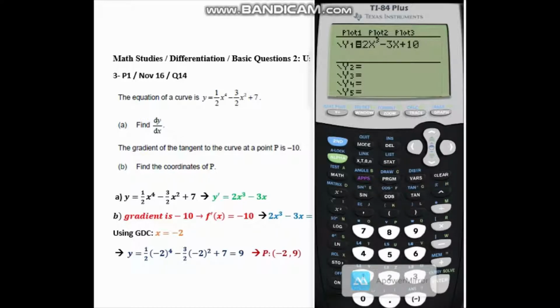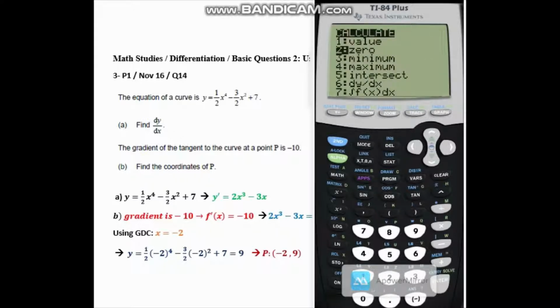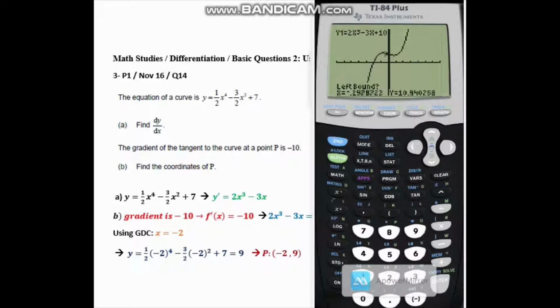So I clicked on y equals to get this screen, and I've written down my equation. Now I'm going to click on trace. Now in this question I'm required to find the coordinates of the point where the gradient is -10, and I shall do that by finding the 0 of this equation. So I'm going to click on second, trace, find the 0, like the last question exactly.